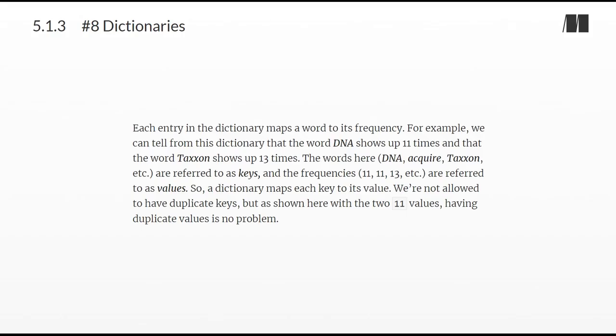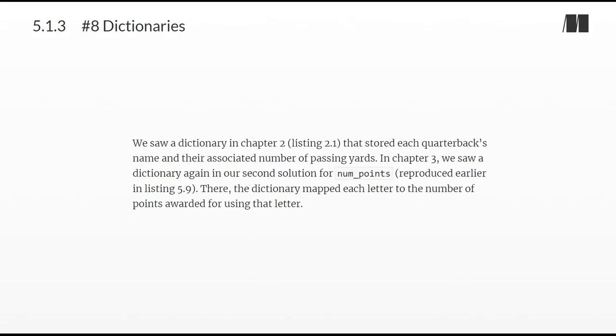We're not allowed to have duplicate keys, but as shown here with the 11 values, having duplicate values is no problem. We saw a dictionary in Chapter 2, listing 2.1, that stored each quarterback's name and their associated number of passing yards.